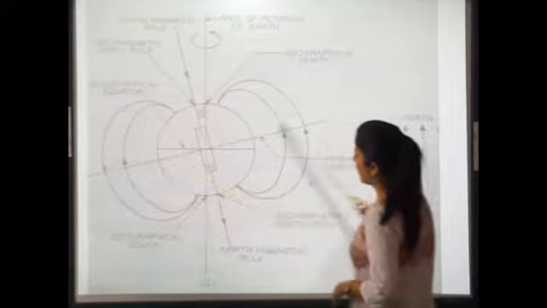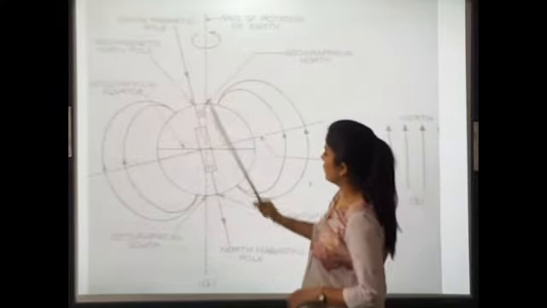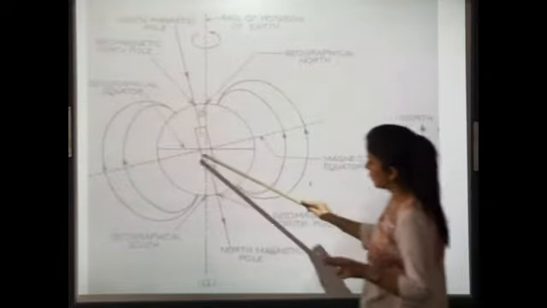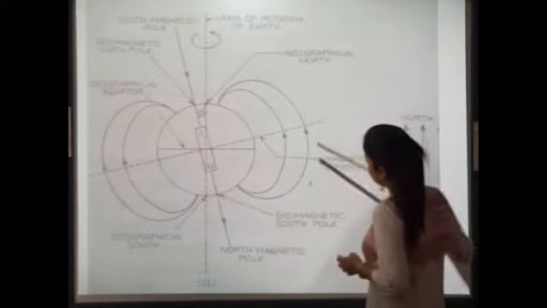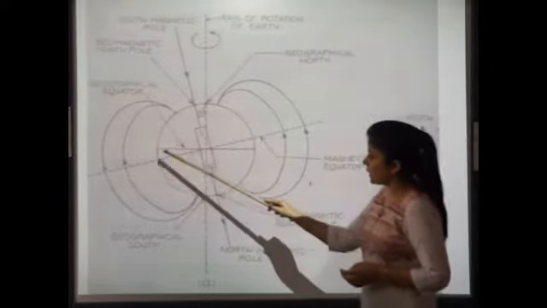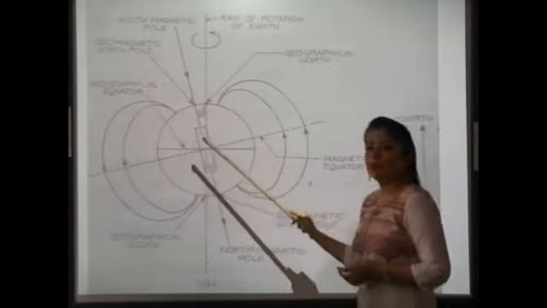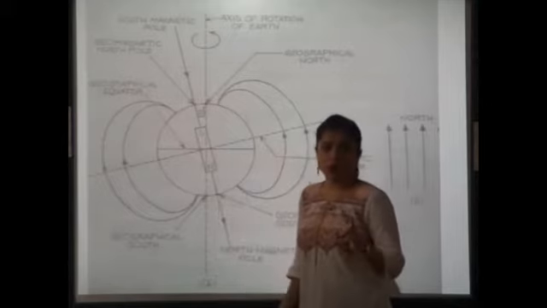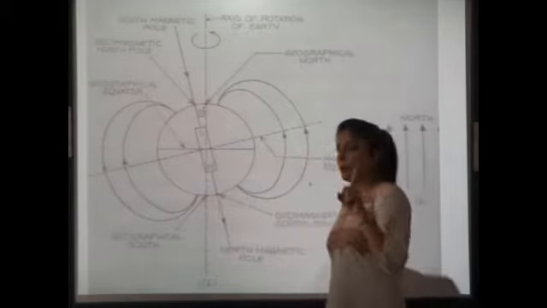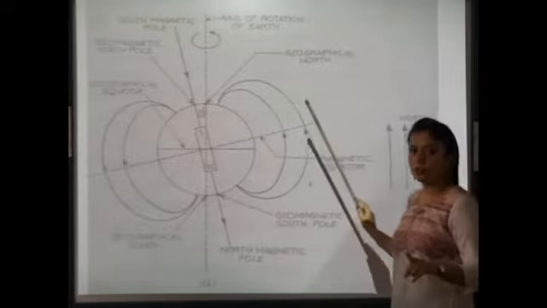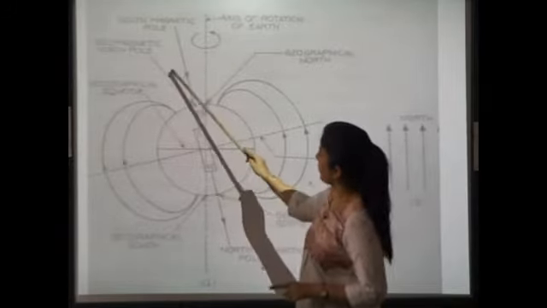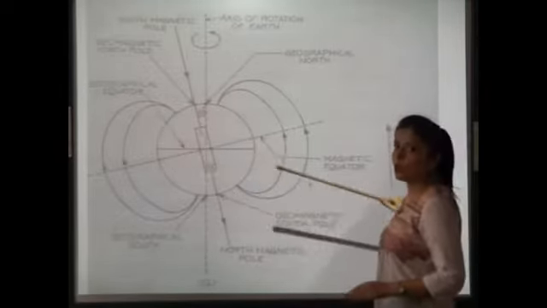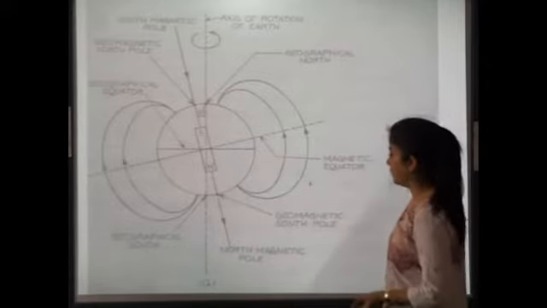Now this dotted line is the magnetic equator. There are two equators. The dotted line which passes through the center of the magnet is known as the magnetic equator. The dotted line which passes through the center of the Earth is the geographical equator. There are two equators, magnetic and geographical. The magnetic equator passes through the magnet of the Earth, and the geographical equator is the one which we study in geography.